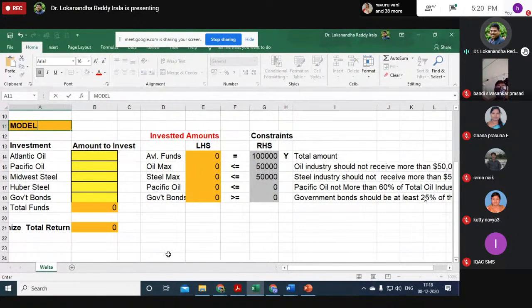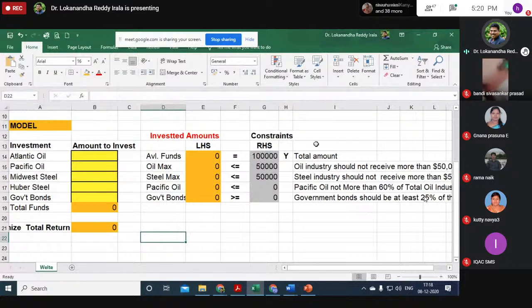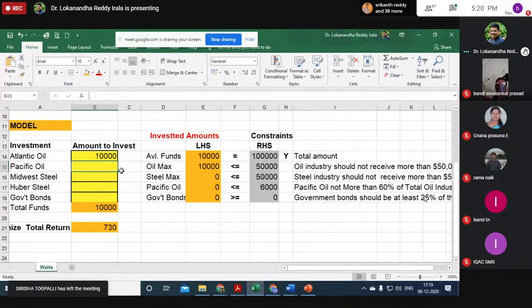So when I'm trying to build the model, I'm just keeping my wherewithal ready. For example, somewhere I have come out with the amount that I'm planning to invest. Say, for example, in Atlantic Oil, let us say I'm putting 10,000. Then I'm telling you the total.